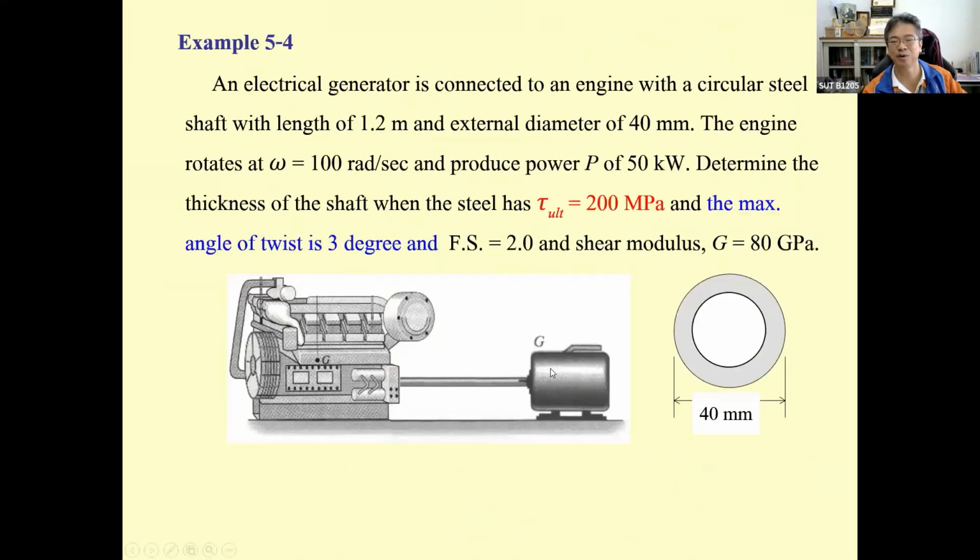Let me move to this example. We have the electric generator. You may go to the academic building 1 over there.